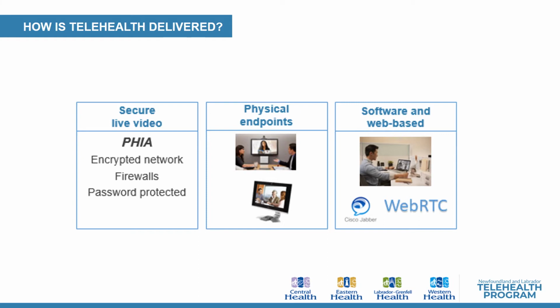Because we are bound in the healthcare system by the Personal Health Information Act, we have privacy measures in place, such as encrypted network, firewalls, and password-protected software. There are two basic ways that we are able to connect using video. Physical telehealth devices located at healthcare sites. Examples include portable clinical carts, desktop units, and wall-mounted options for larger spaces. Encrypted software called Jabber. This can be accessed from a regional health authority computer or personal device such as a mobile phone, tablet, or laptop.